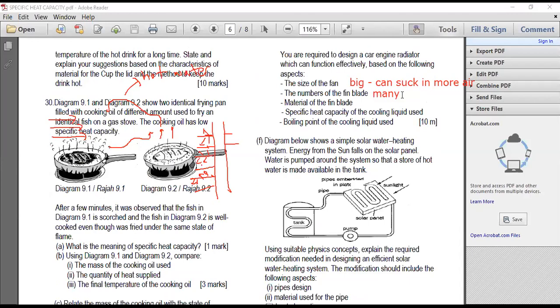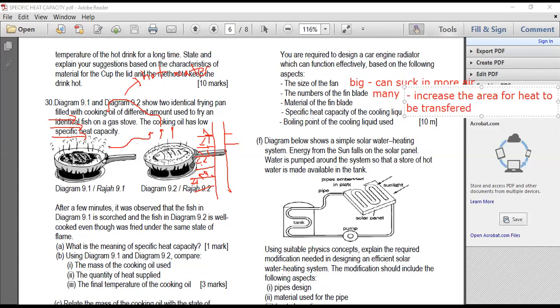So this one you can say, increase the area for heat to be transferred out from water. So basically to cool down the water faster. If you say want to cool down the water faster, also can.